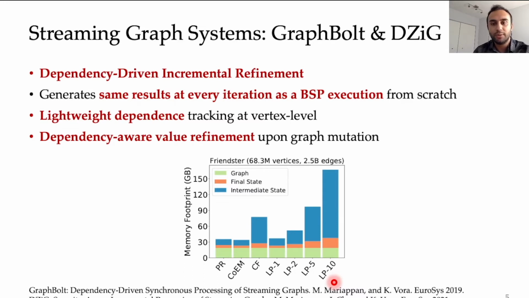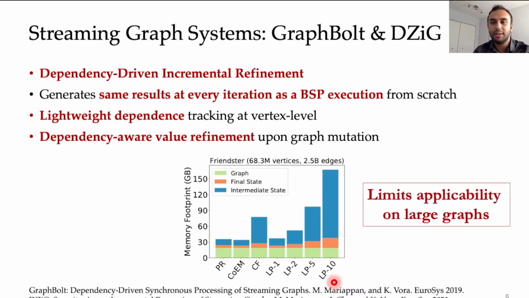Such high memory footprints significantly limit the applicability of stateful processing on large streaming graphs, and so it becomes crucial to develop stateful iterative models that do not demand large memory capacities just to hold the intermediate states.